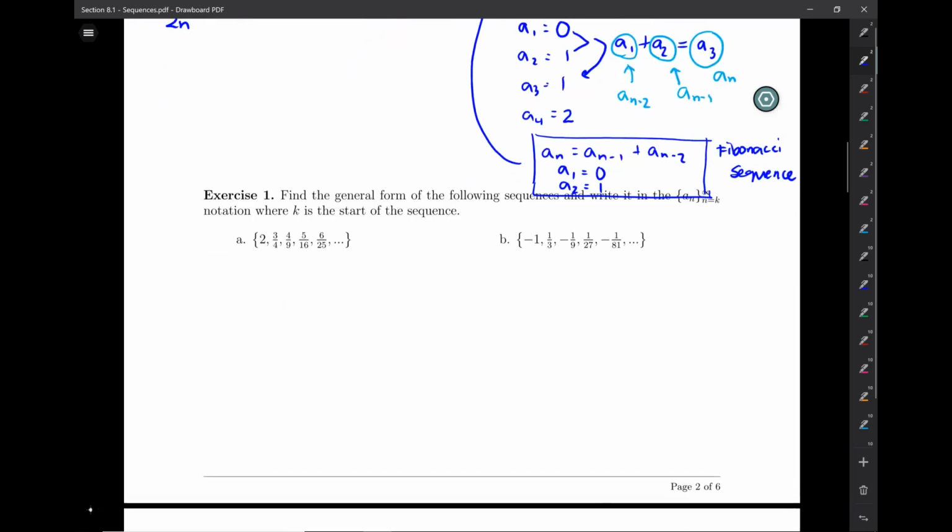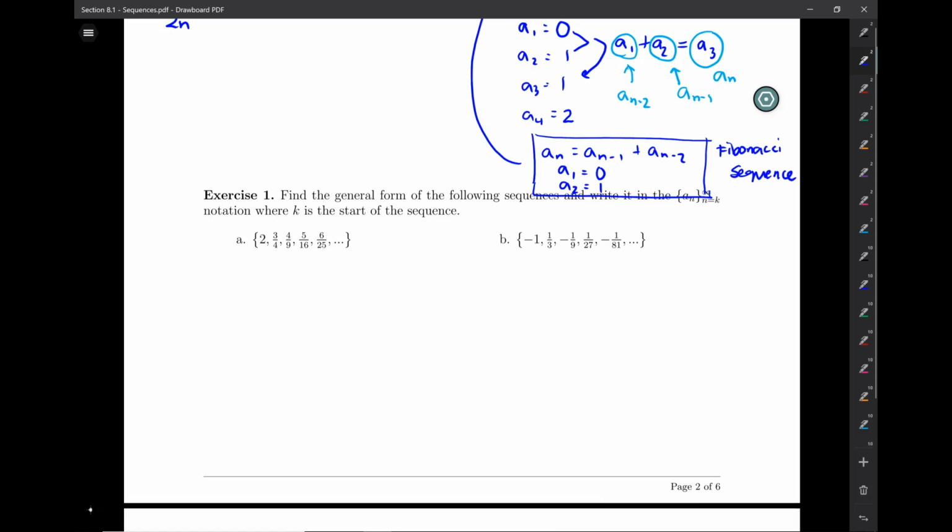Okay, now I have an exercise for you to try. This is very similar to what we just did, except now you have two different examples to try on your own. Same idea: find the general form of the sequence and then write it in the closed form that we've been doing, where, again, the K is the starting point of the sequence. So go ahead and pause the video right now and give this a try.